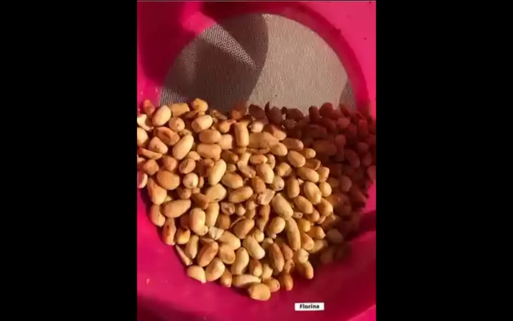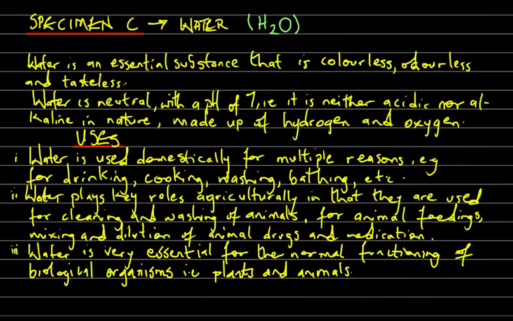And so we move over to the next specimen, which is our specimen C. Our specimen C is water, H2O. So we have water in a beaker, and that is what our specimen C is. So what is this water that we're talking about? Water is an essential substance that is colorless, odorless, and tasteless. It is a neutral substance that has a pH of 7. That is, it is neither acidic nor alkaline in nature. It is made up of hydrogen and oxygen, and that is the essence of having the H2O written above. So it is made of hydrogen and oxygen.